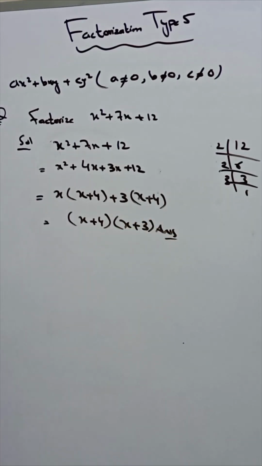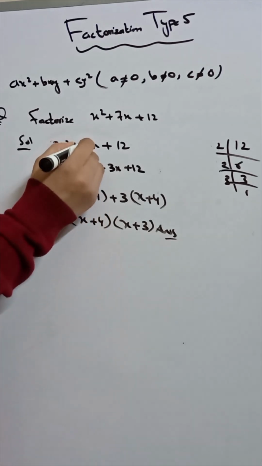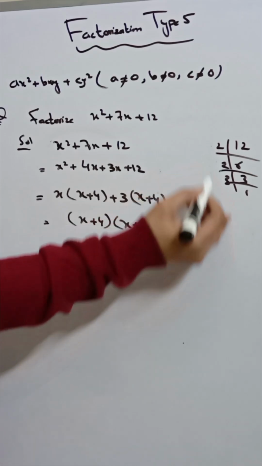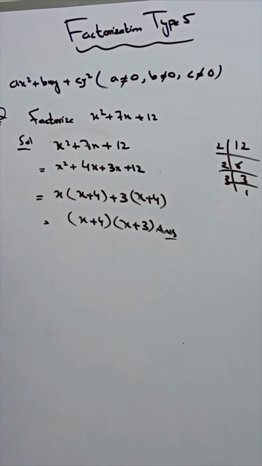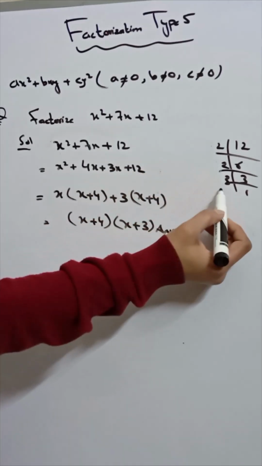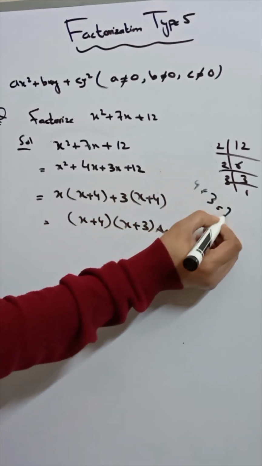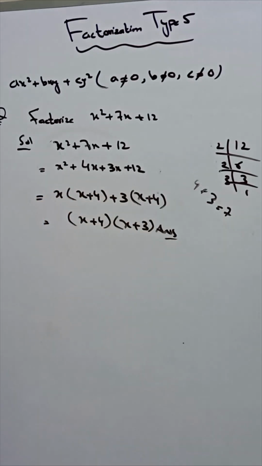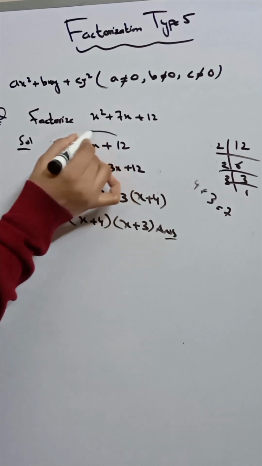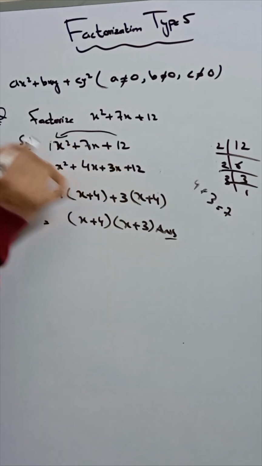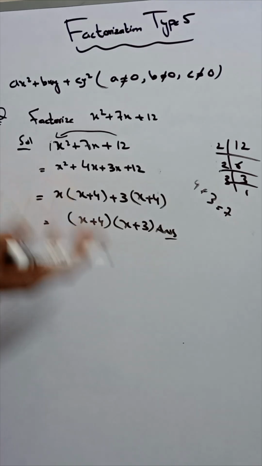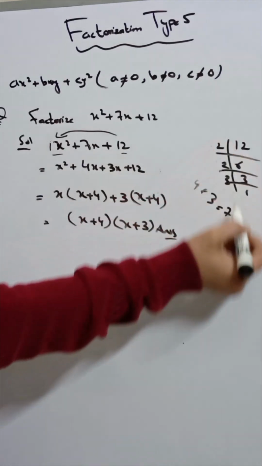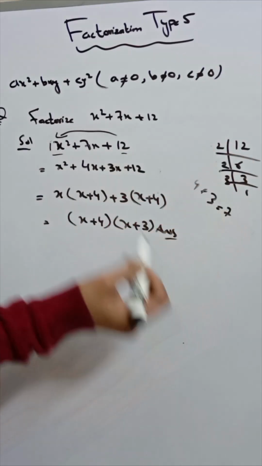I need the midterm 7x, and we get this midterm when we add or subtract these factors. 2 twos are 4, 4 plus 3 equals 7. So I can write x square plus 4x plus 3x plus 12. Don't be confused. What I have done is just multiply the last term with the first term coefficient. If it is 2, 4, anything, you have to multiply the last term with the first term coefficient. Then you have to take the LCM of it. 2 twos are 4, 4 threes are 12.